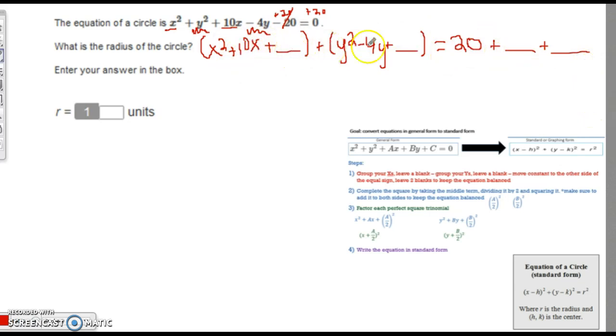You group your x's, leave a blank. You group your y's, leave a blank. You move your constant over, and then you put 2 blanks on that side. Now we're going to complete the square by taking the middle term and dividing it by 2 and squaring it.